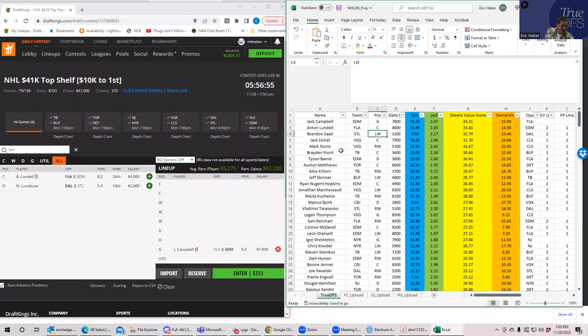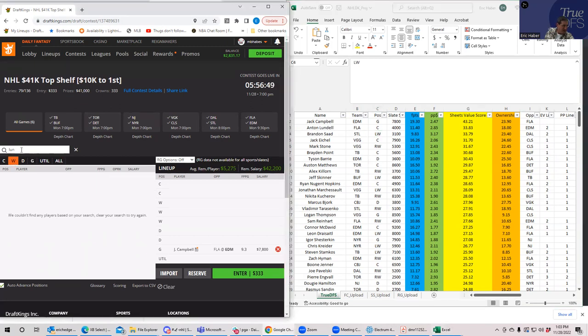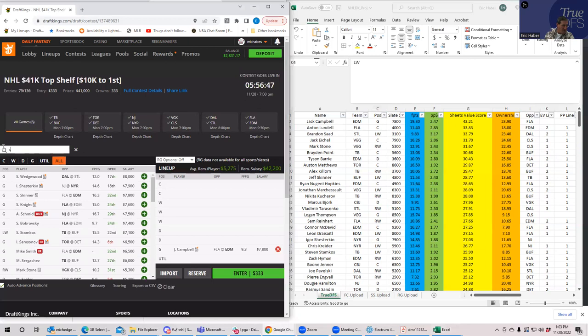But again, this one could also be kind of a decent one-off. So let's put him in. Let's put in Saad as a one-off, just at least to get something going.